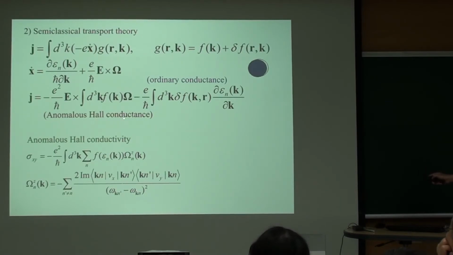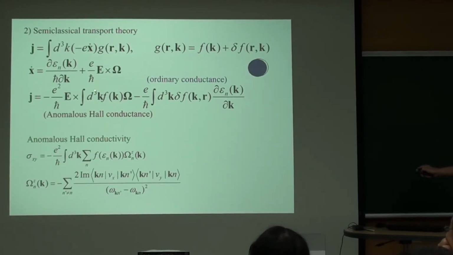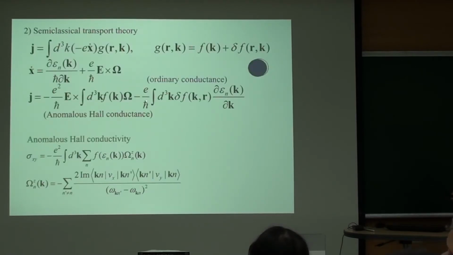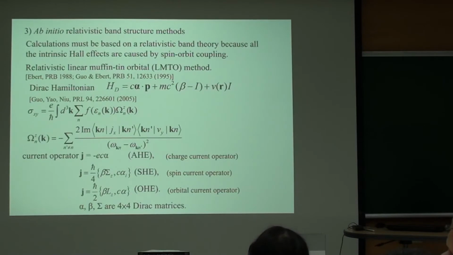Now, if we plug this into the semi-classical theory, this is now the velocity for a Bloch electron. You have two terms. One is the ordinary conductivity or resistivity. The other is the anomalous Hall conductivity. This can be beautifully written in terms of Berry curvature, and then you get the anomalous Hall conductivity. Now, this is the charge current operator. If you replace this current operator with a spin current operator, you get the spin Hall effect. If you replace it with the orbital angular momentum velocity, you get the orbital Hall conductivity. So within this formalism, you can calculate all the intrinsic Hall effects.